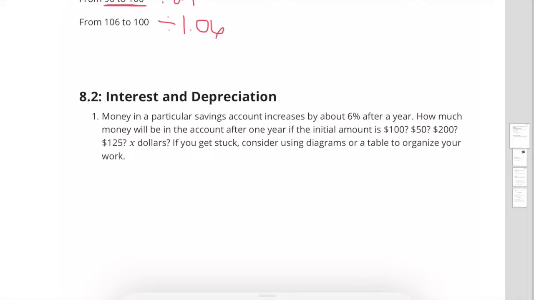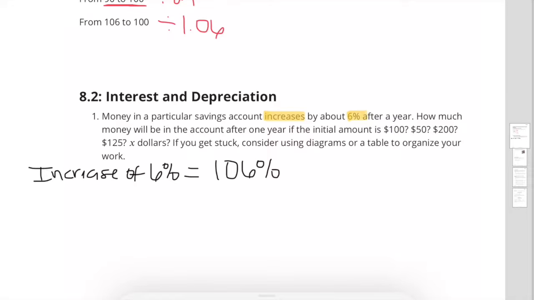What if it was $50? What if it was $200, $125, or any amount of dollars? How could we figure out the amount of money in the savings account? So an increase of 6% tells me that I actually will have what percent of my original amount? 106%. So if I already had 100 and I'm adding 6%, it'd be 106%.